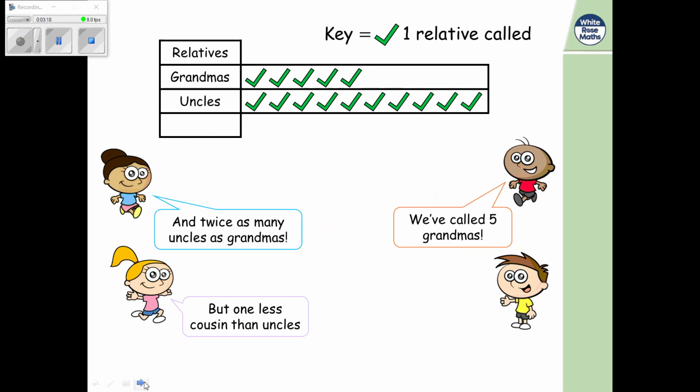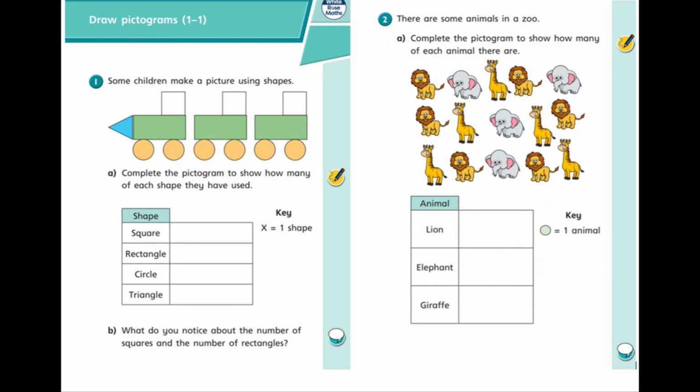This one said that 1 less cousin than uncle. So take 1 away from 10, which is 9. So let's see if they've done that. They need to take 1 away, don't they? There you go. Now you can see a visual representation. So they have 1 less.